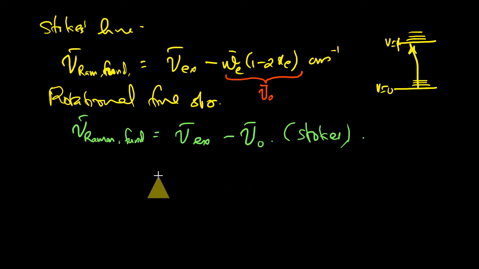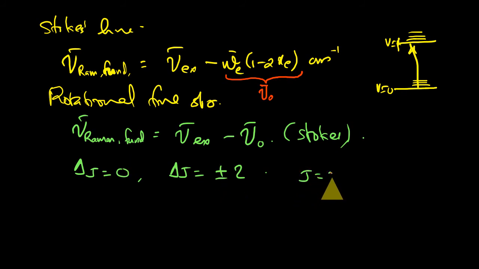The rotational transitions are governed by the selection rule: delta J is equal to 0 and delta J is equal to plus or minus 2. This we have already learned in the pure rotational Raman spectrum. Here J is the rotational quantum number. J can have the values 0, 1, 2, 3, etc.